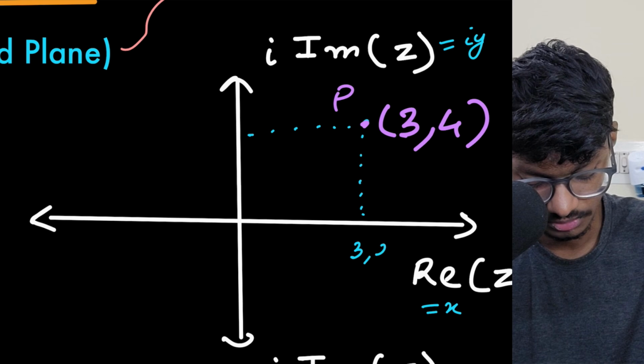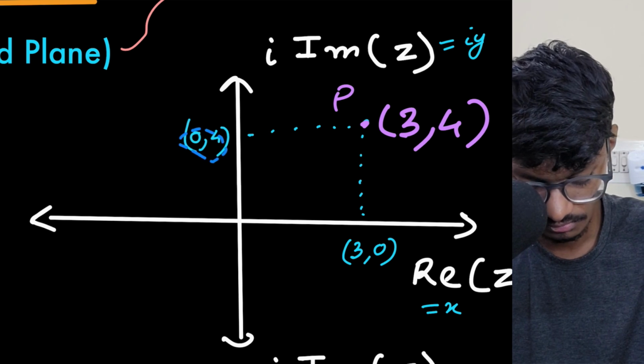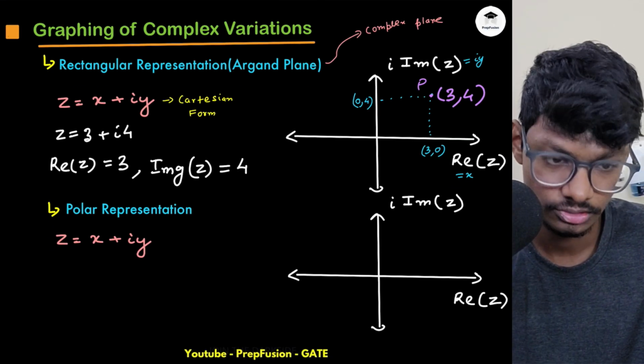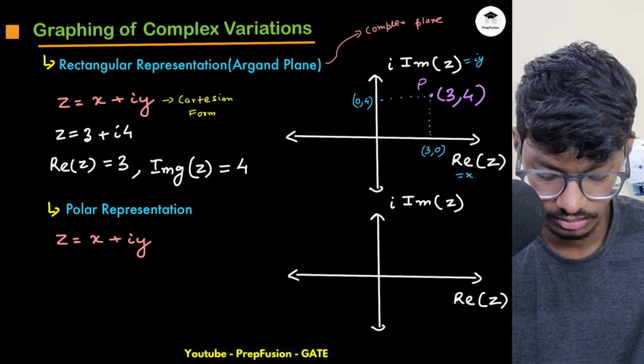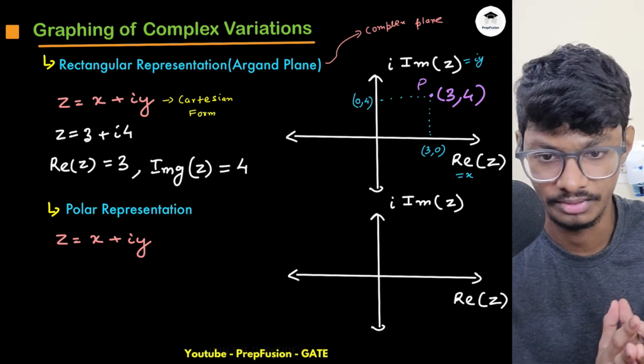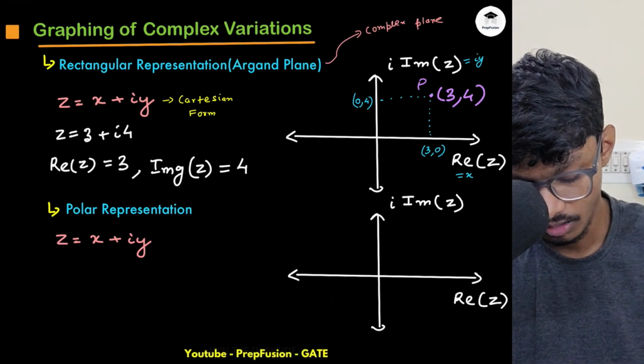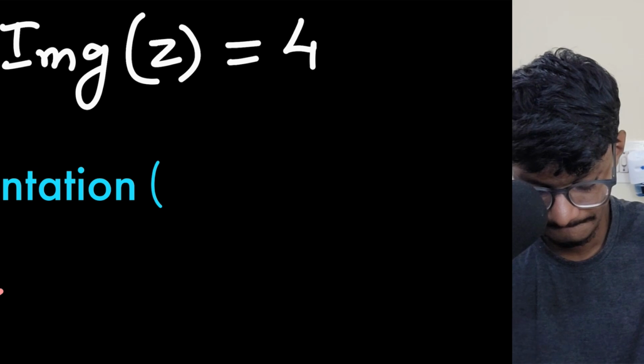This is (3, 0) and this is (0, 4). So this is how you represent it in the Cartesian format. Now how do we represent it in the polar complex plane? This polar representation, we also sometimes call it the polar complex plane.